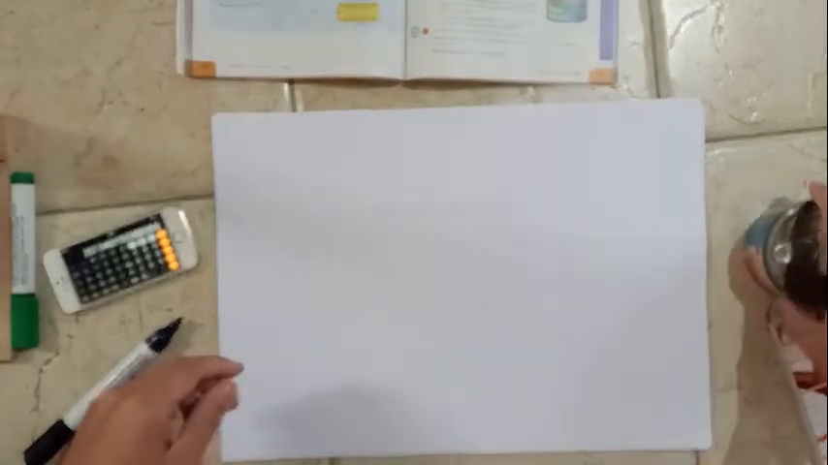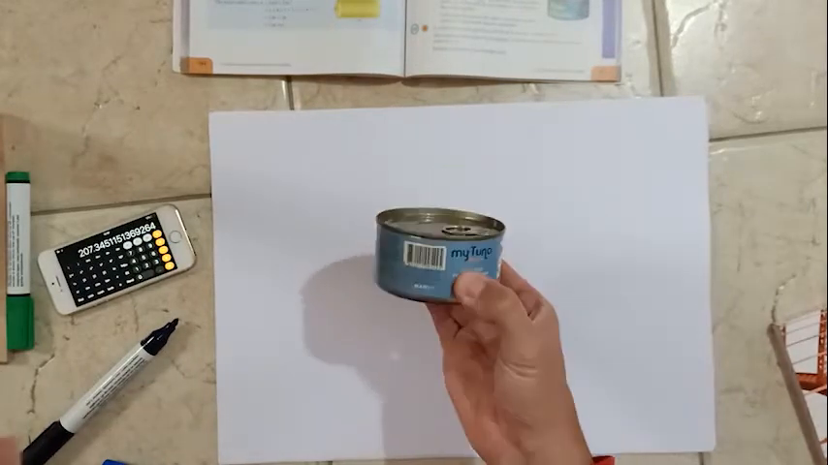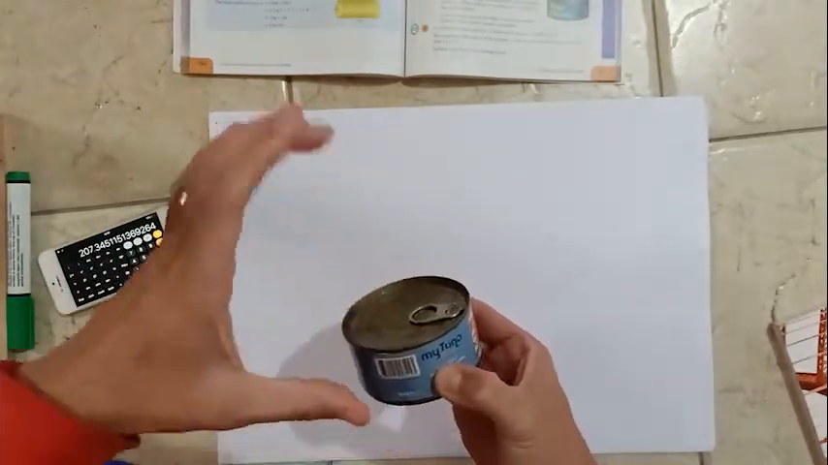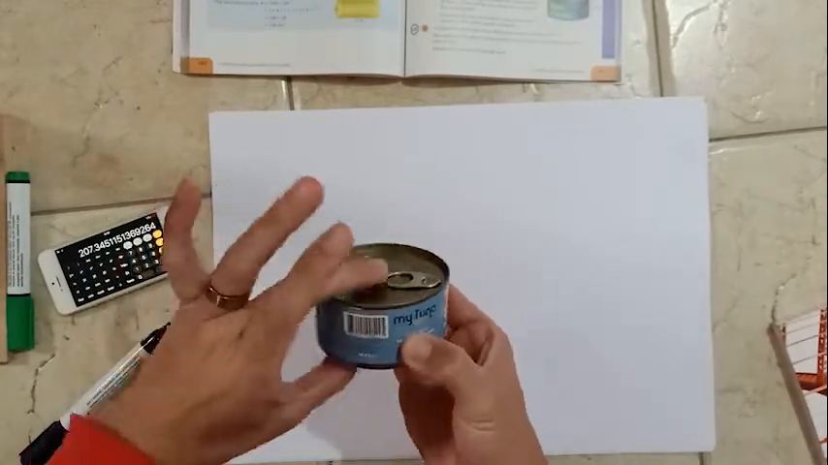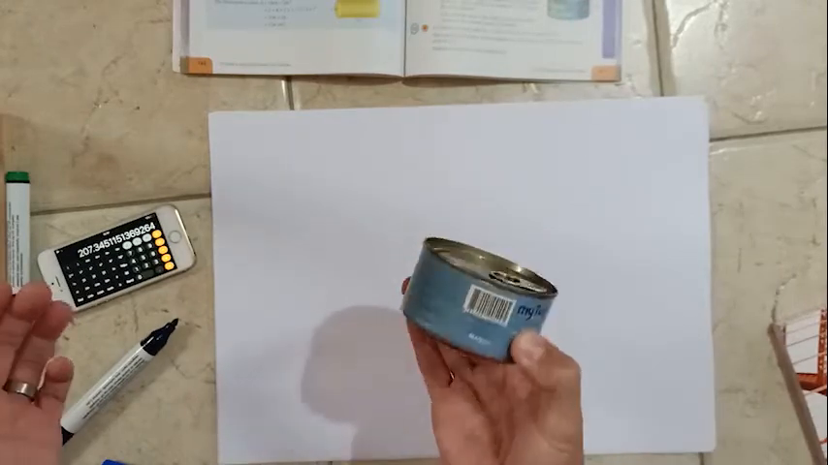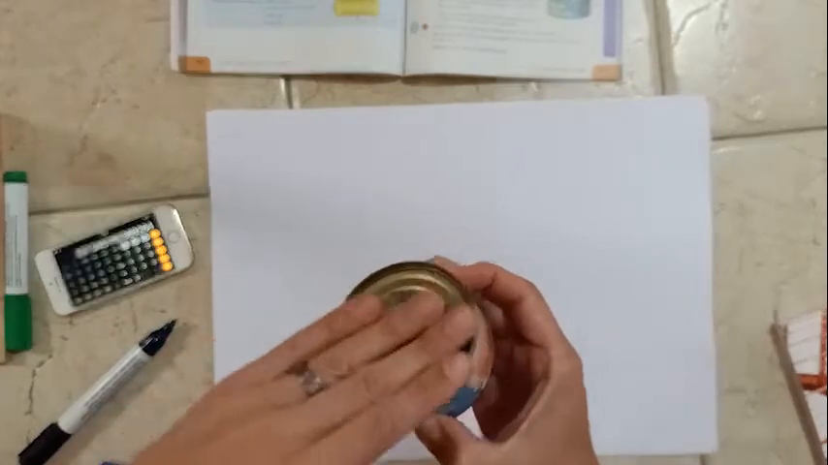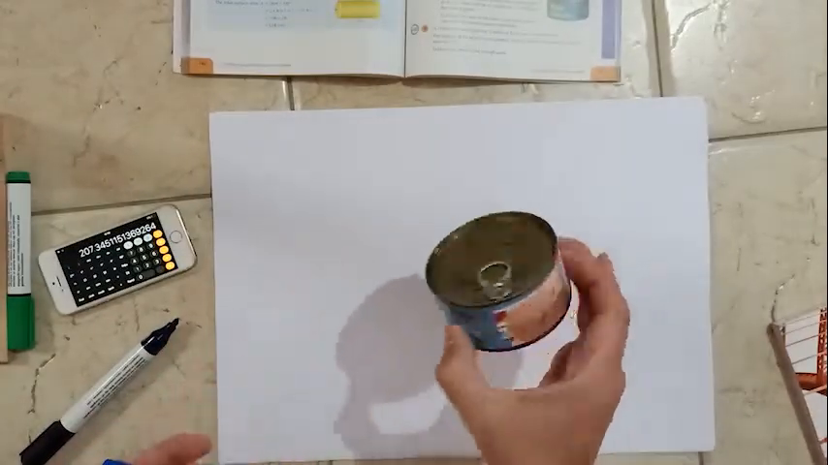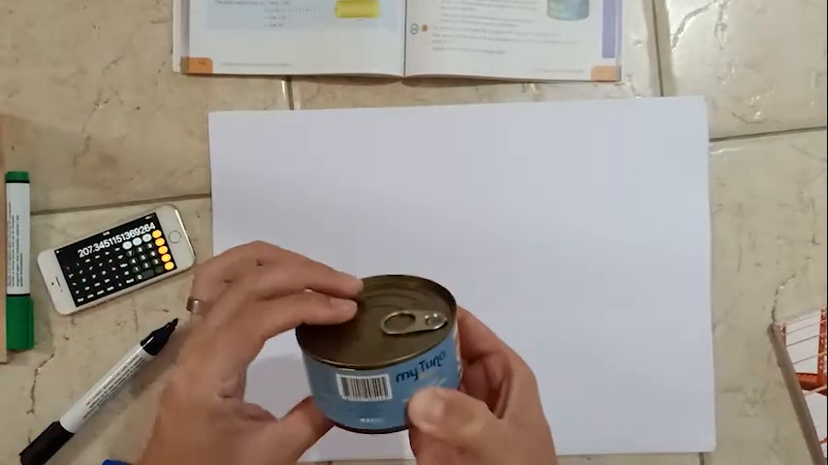To help me with this, I've just got a cylinder. So I've got this tin of tuna. We tend to imagine cylinders much taller, like a can of Coke, but they can be short and squat like this. So here's our cylinder. It's got three faces: this top round face, the bottom round face, and this curved side, and it's got a label.